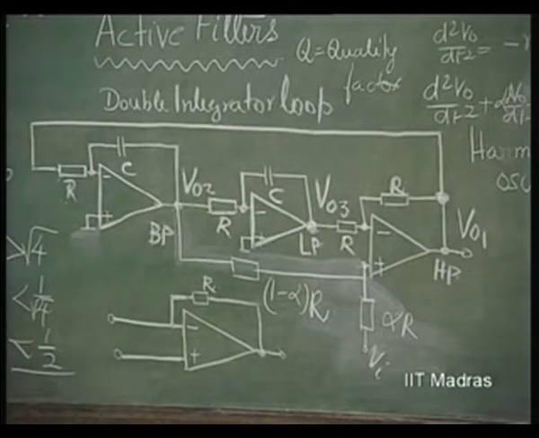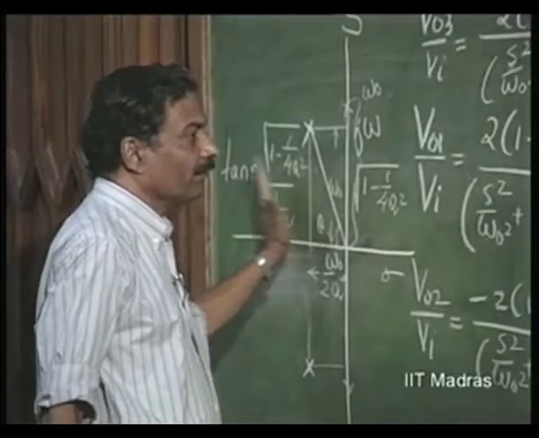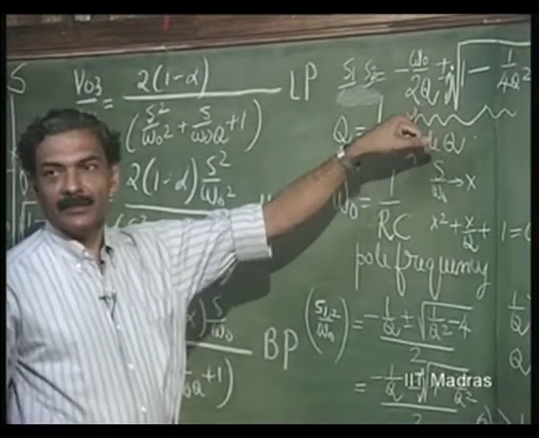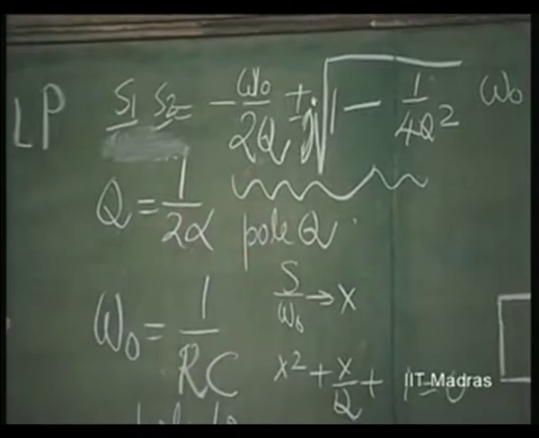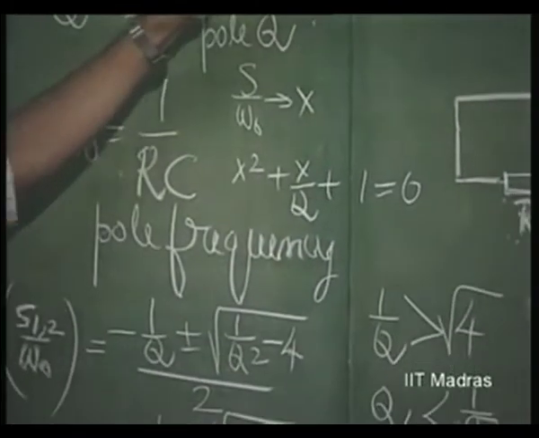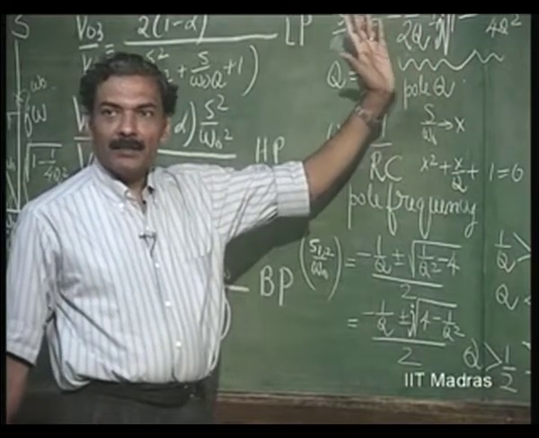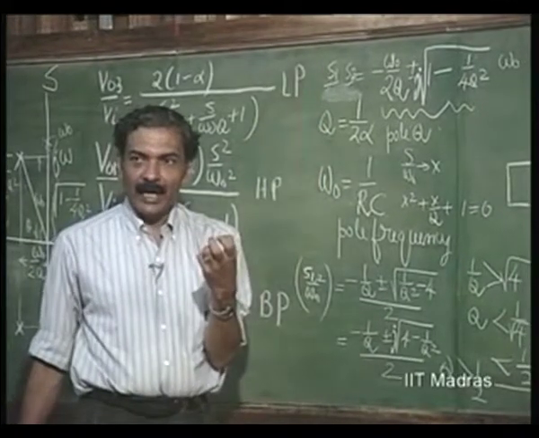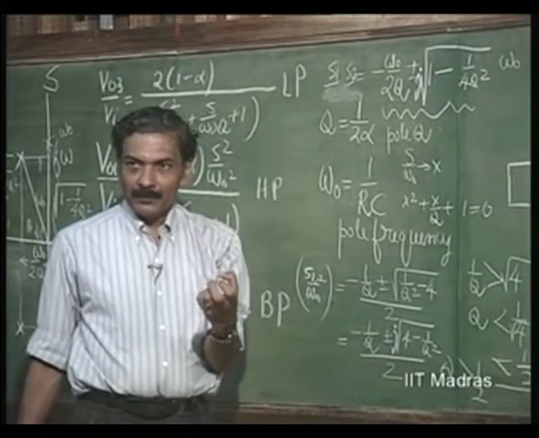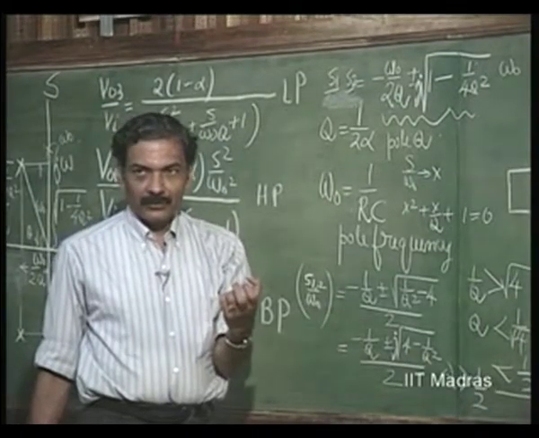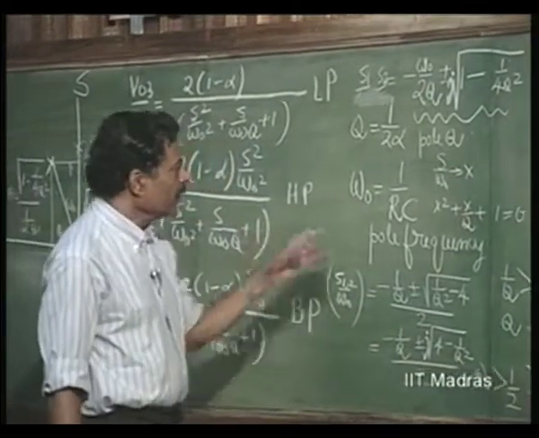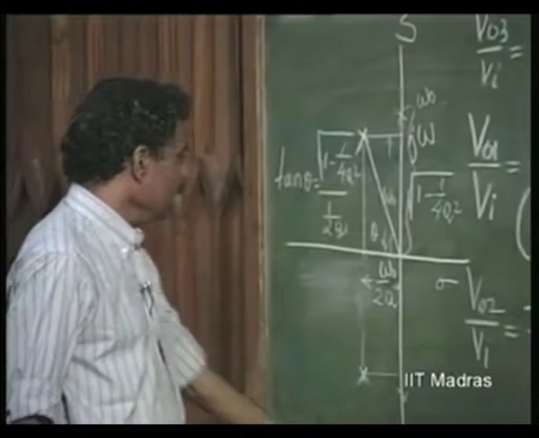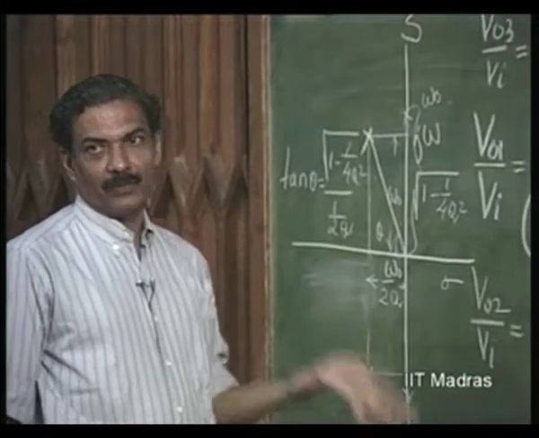And this gives you poles always located on the left half of the plane, because you will see that q is always positive, and this will result in always a negative real part. If q is also made greater than half, this can result in complex conjugate pair of poles. Depending upon the q and omega naught, you can locate it anywhere on the left half of the plane. So, the design parameters are going to be omega naught, the pole frequency, and q, the pole q. Okay. By designing this independently using alpha and RC, you can locate the pole anywhere on the left half of the plane. That is as far as pole location is concerned.